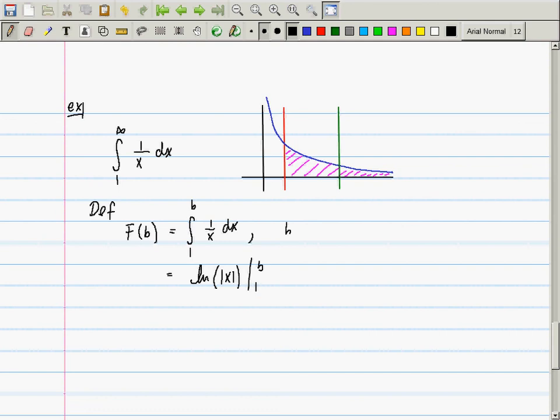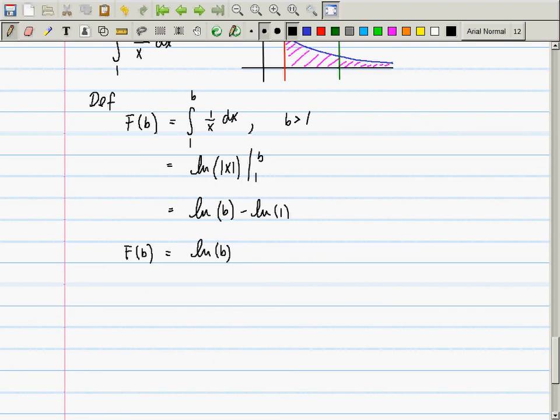Now b, we are giving its definition to be greater than 1. So log of b, since b is greater than 1, has what sign? Positive, right? And b itself is positive, so I can just drop that absolute value. So this is the log of b minus the log of 1. Now what is the log of 1? 0. So this is the log of b. So this is what f of b is. Okay, so any question about that?